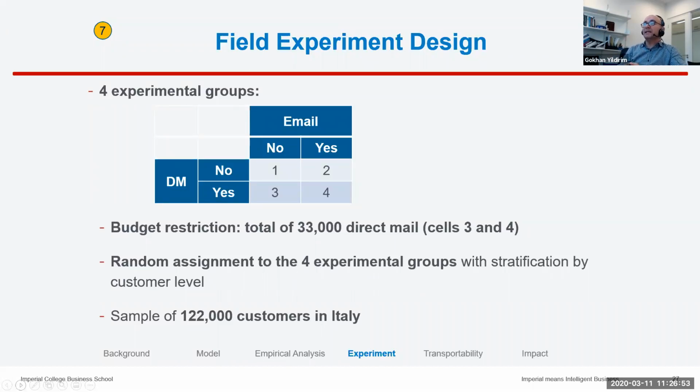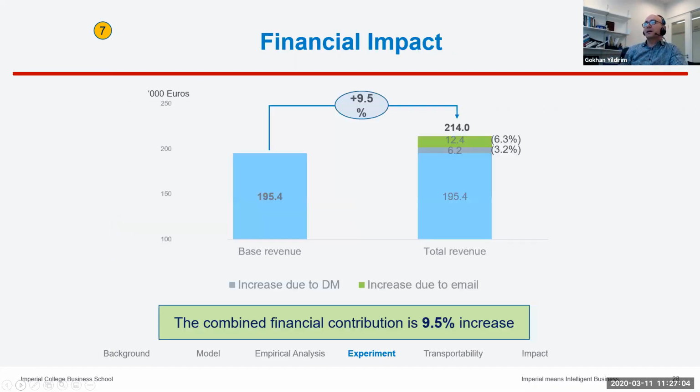And then we analyzed this field experiment data to see to what extent our descriptive, predictive, and prescriptive analytics findings would be in line. So then eventually we were able to show that, hey, if you follow our approach, that's going to hold in Italy. So the field experiment also suggests that we can increase the revenues by about 9.5% if you follow those approaches.